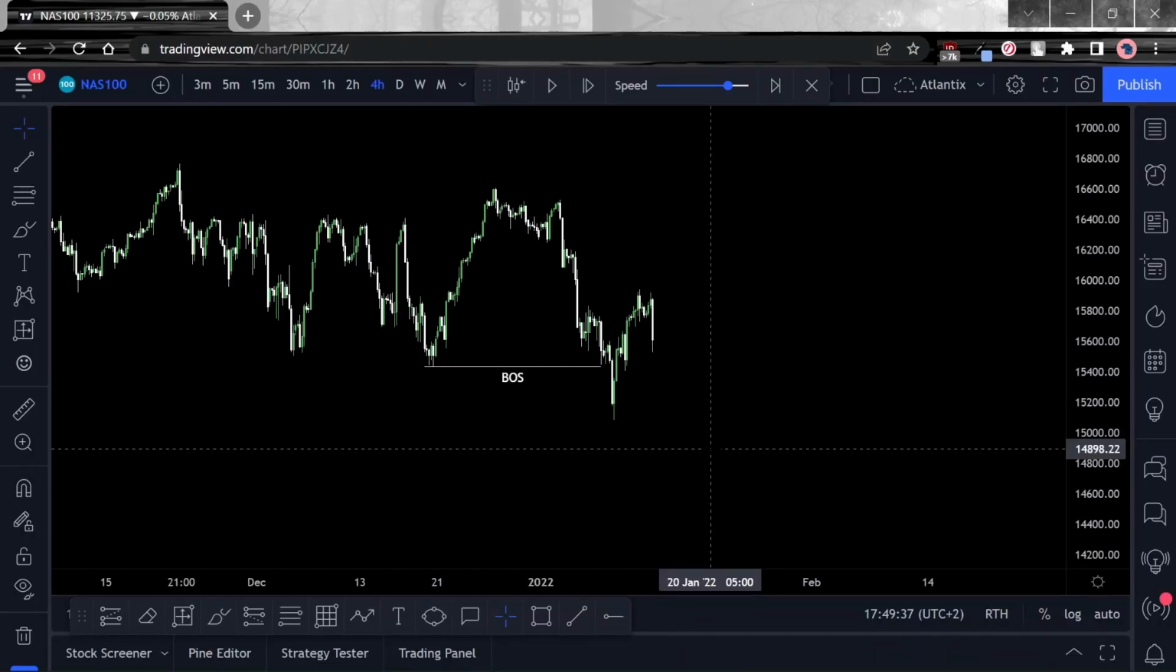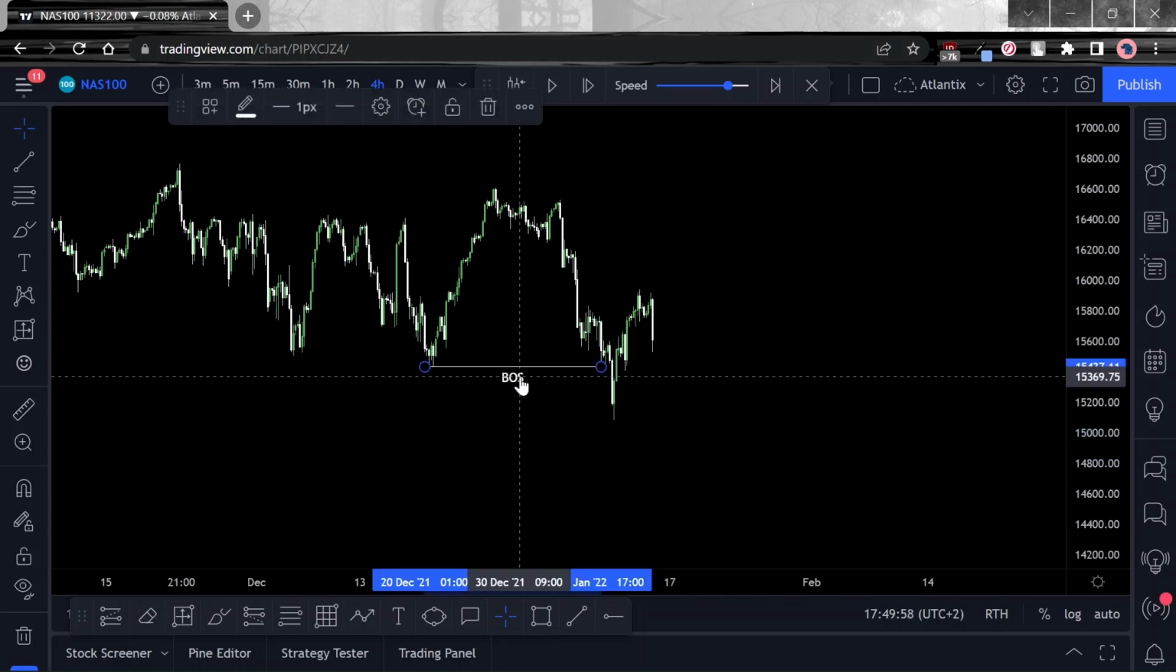Right, welcome back, guys. In this session, we're going to be discussing market structure and trying to see if we can identify the concepts that we learned in the previous videos when it comes to actual candlesticks. So, without any further waste of time, perhaps let's get into it.